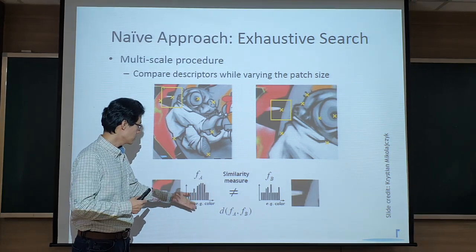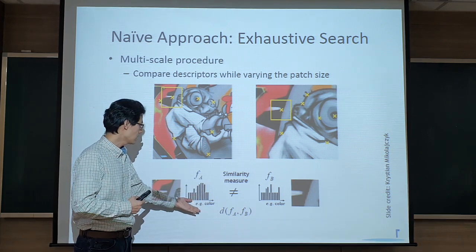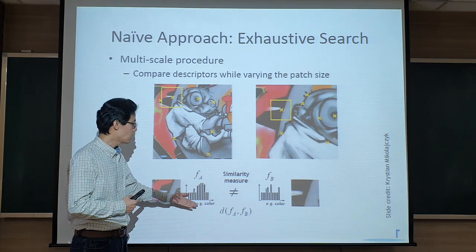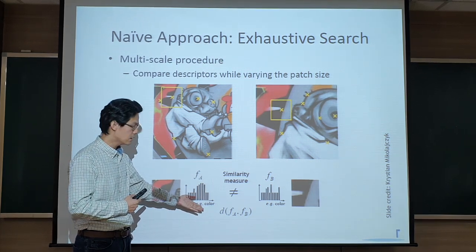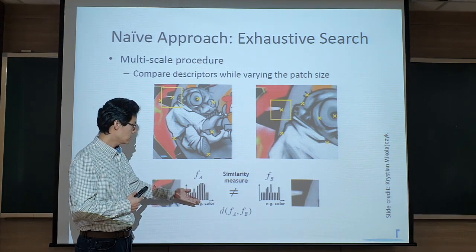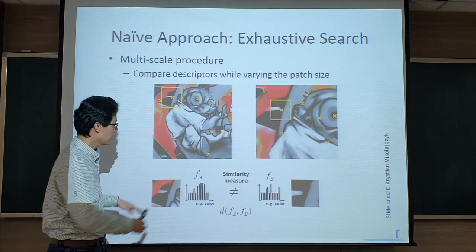Here you can see that there are certain distributions. In this case, I'm showing the color distributions, but a better one is the distribution of the gradient of color. But anyway, it's some sort of distribution function. Typically we use the histogram. But you can see clearly that even at the color level, they are different, right?